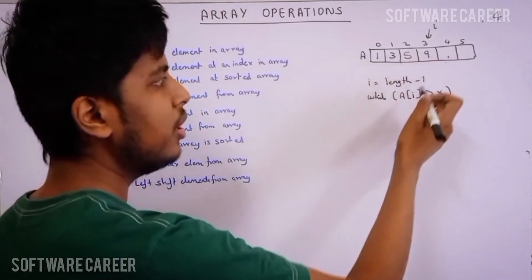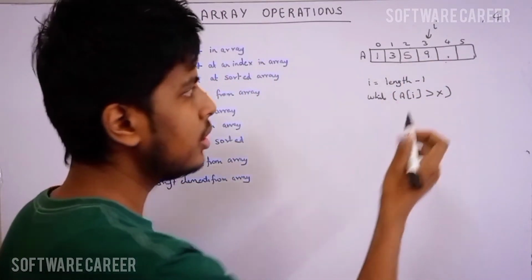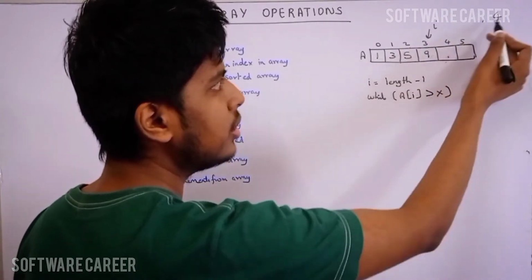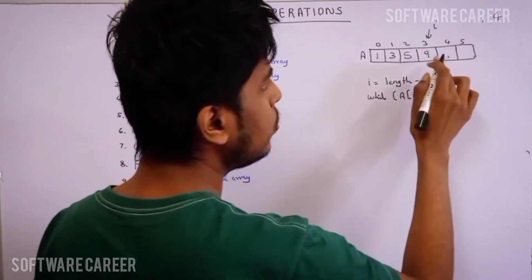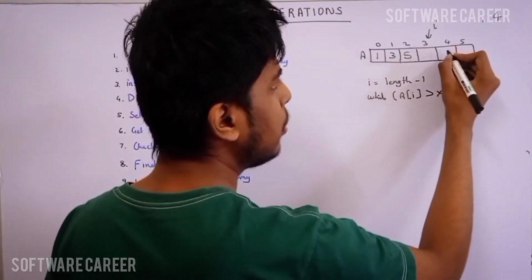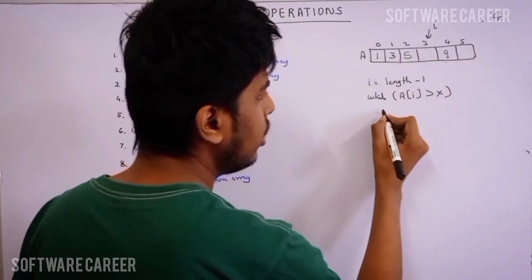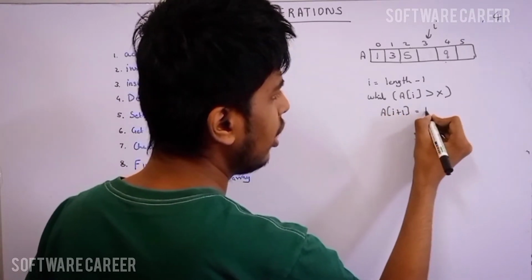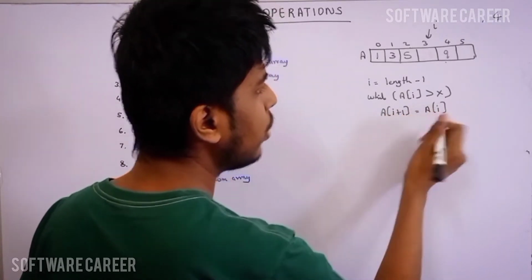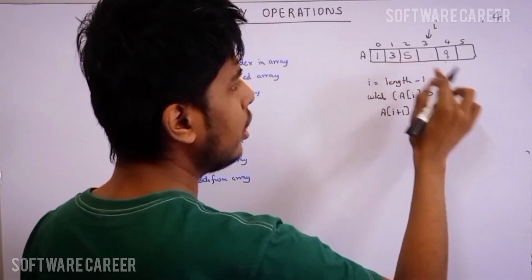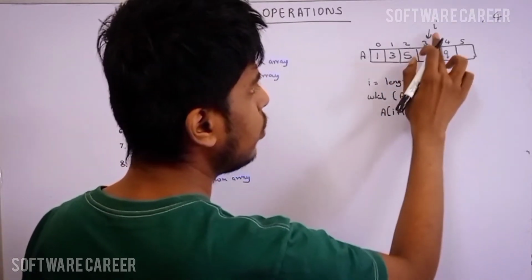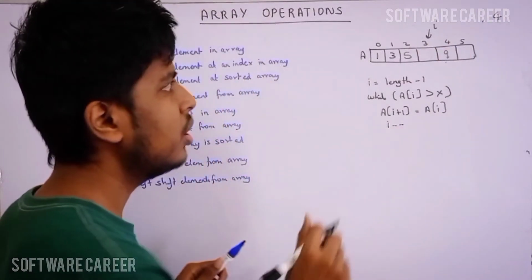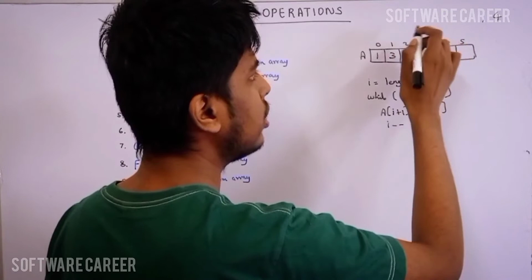Now it keeps comparing while a of i is greater than x. Now 9 is greater than 4, so you should move this 9 to a of i plus 1. So I am writing a of i plus 1 equals a of i. Now again, i will decrease by 1 and be at this position, so I am writing i minus minus, that is i equals i minus 1. Now i will be pointing here.